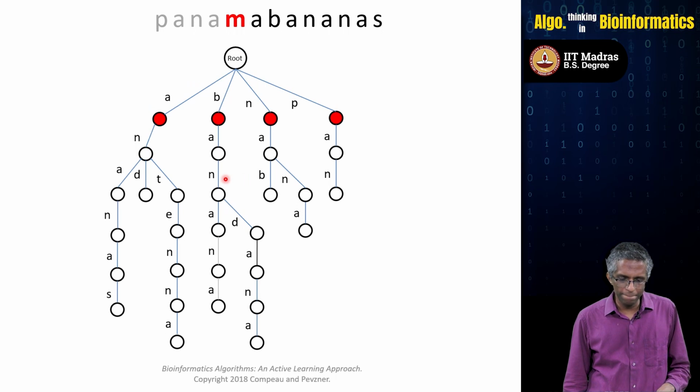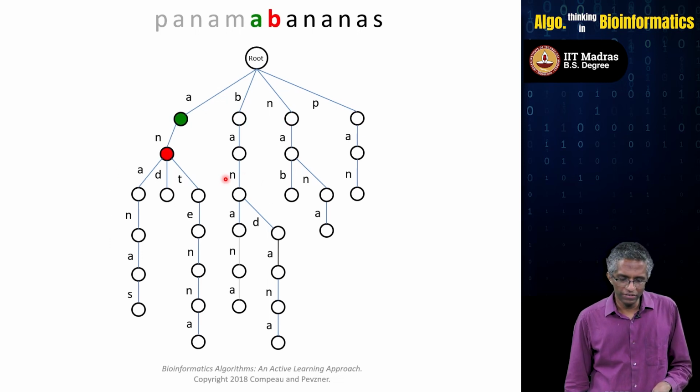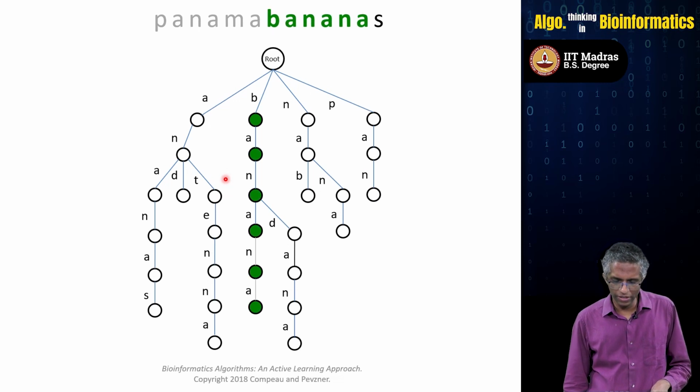Then you have M. M is not even the first letter of any of our patterns, so there is no match at this position also. And now we have A, again no match. Now you have bananas. So this looks like there's going to be a match. We have BA, NA, NA. So that is the longest matching pattern there, right?